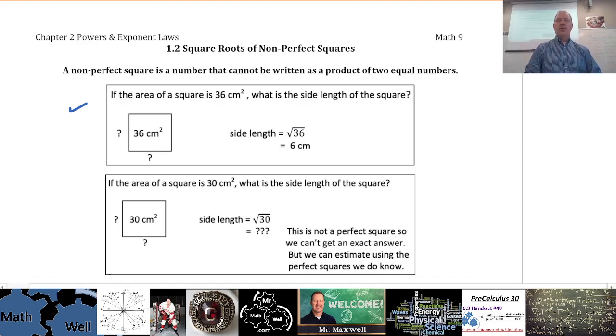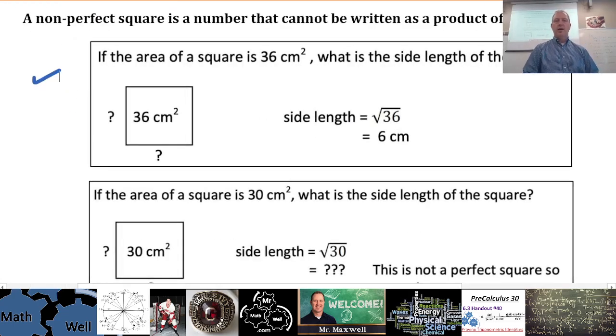So a non-perfect square number cannot be written as a product of two equal numbers. What is a non-perfect square? It is a number that cannot be written as a product of two equal numbers, and it doesn't have to be whole numbers or integers, just any two numbers. So, for example, 36. If we're talking about 36 as an area for a square, we know that 6 times 6 is 36. And so the side length of the square is 6 centimeters in this case, because 36 is a perfect square.